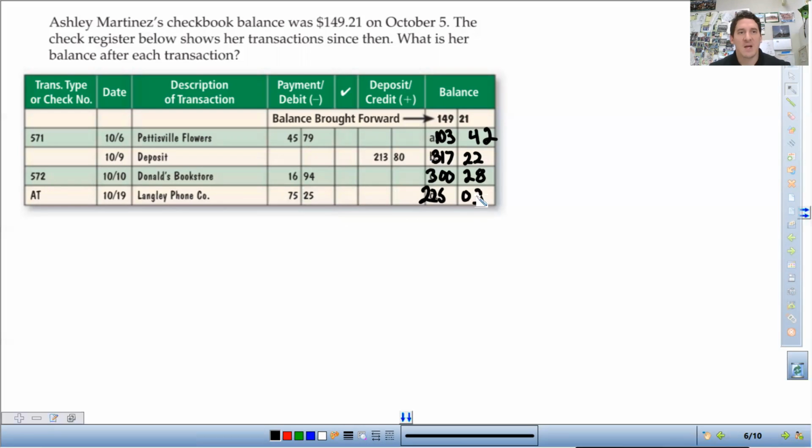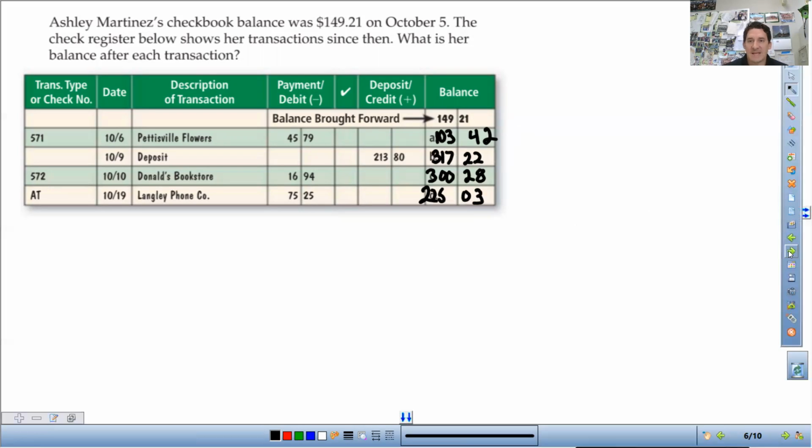So that's basically how you work a check register. Again, payments or debits, with money coming out, those are withdrawals, so you subtract them from the balance. A deposit or credit, that is positive, that's money going in, so you add it, and you just add or subtract, working your way down to keep your balance.